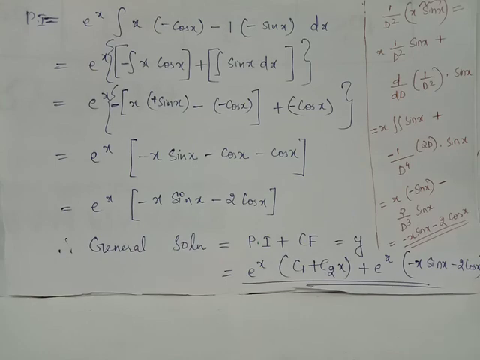Thus, we have 1 by D squared applied on x sin x equals negative x sin x minus 2 times cos x, which is exactly the same expression that we have obtained. Therefore, PI will be e raised to x multiplied by (negative x sin x minus 2 cos x).